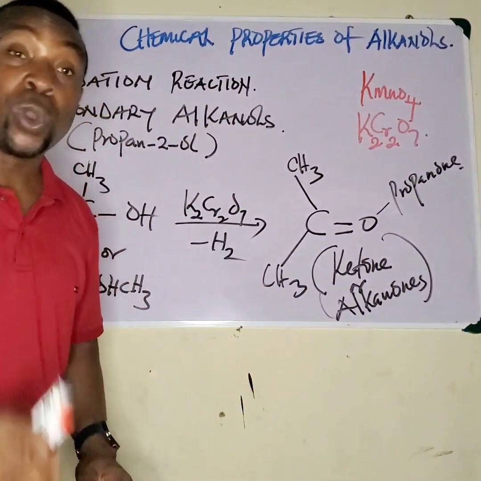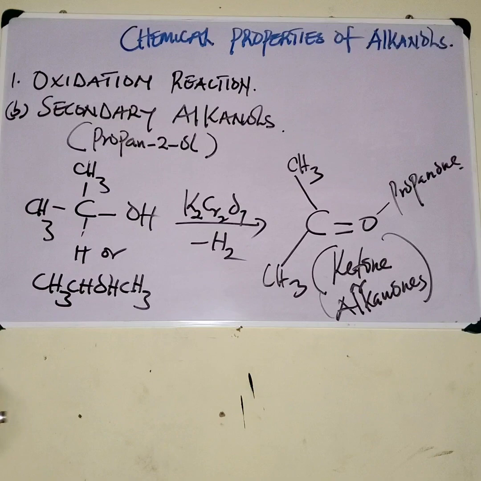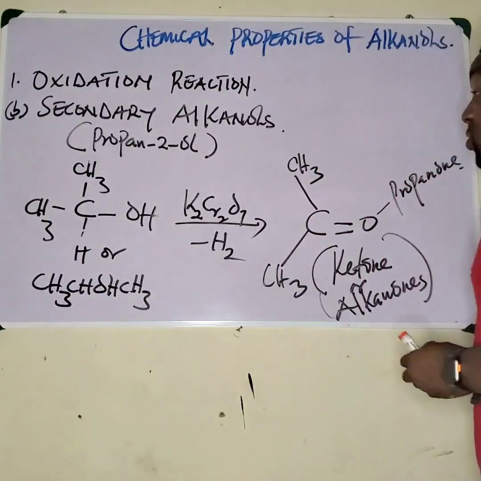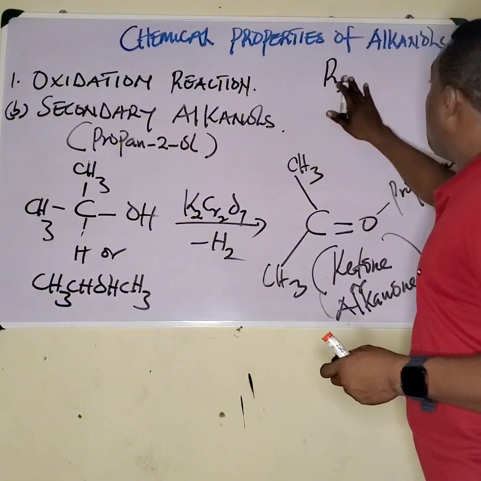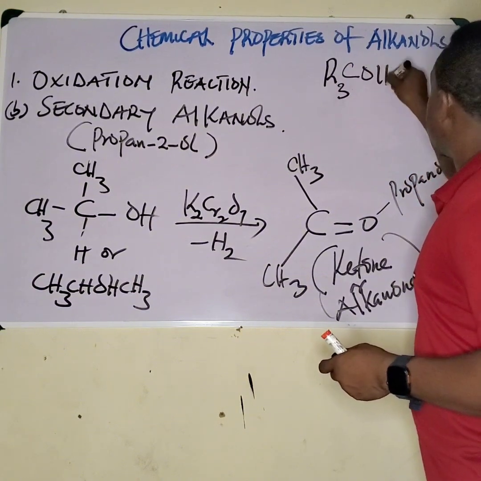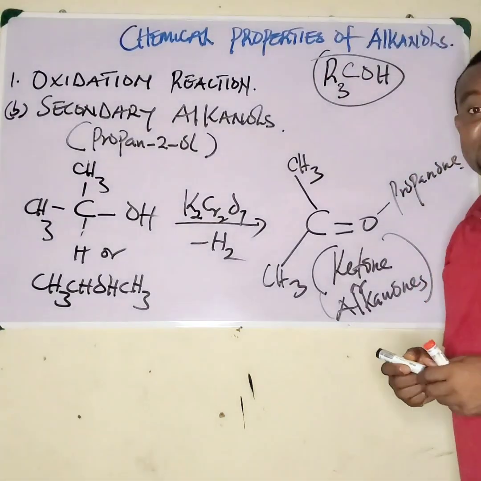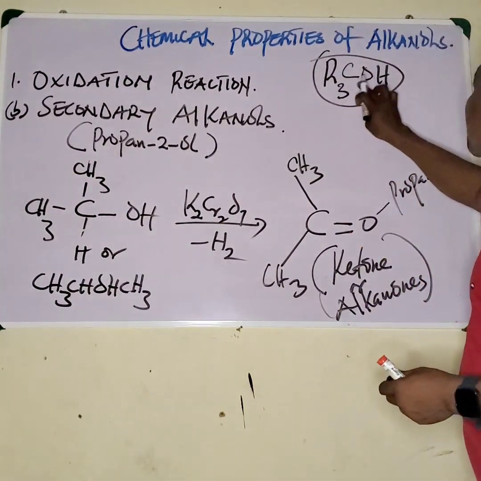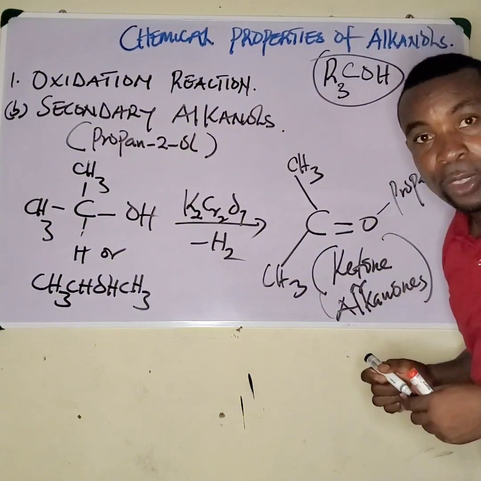But before I go, I've said it in my first class or second class why tertiary alkanols will not undergo this oxidation. It is because, remember, the general formula for tertiary alkanols is R3COH. I told you this. This is the general formula for tertiary alkanols. And you will agree with me that the carbon has no direct contact with a hydrogen atom.